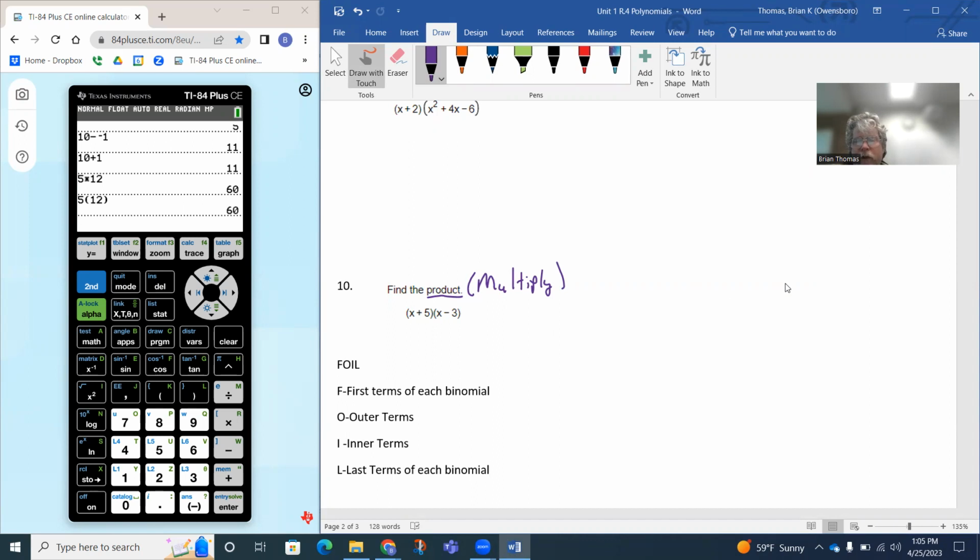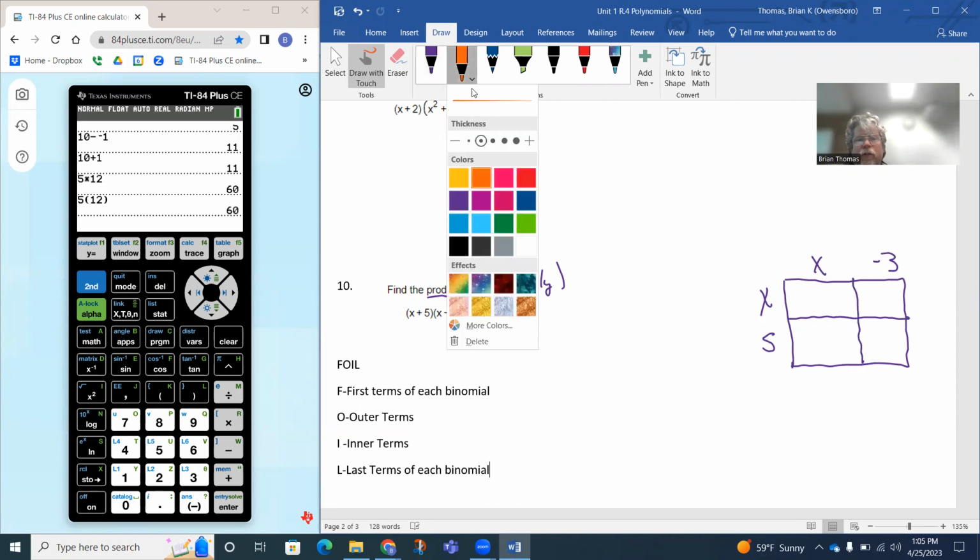Again, if you want to use what's called the area model or the box method, you can draw yourself a little box. And the x and the 5 would go on one edge, and the x and a -3 would go on the other edge. And this would model what we call the distributive property. So I can multiply this x through the parentheses.